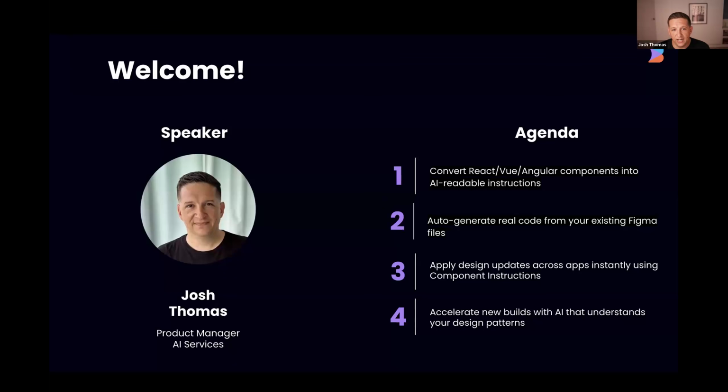So let's see what we're going to be covering today. In the agenda, we'll talk about converting React, Vue, and Angular components into AI-readable instructions. We'll then auto-generate real code from your existing Figma files, and then we will apply design updates across apps instantly using component instructions. We'll also accelerate new builds with AI which will understand your design patterns. And at the very end, we have a really interesting proposition for people. And you should stick around because I think it's going to be exciting for some of you.